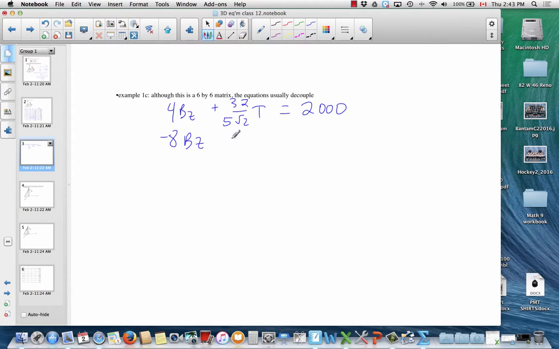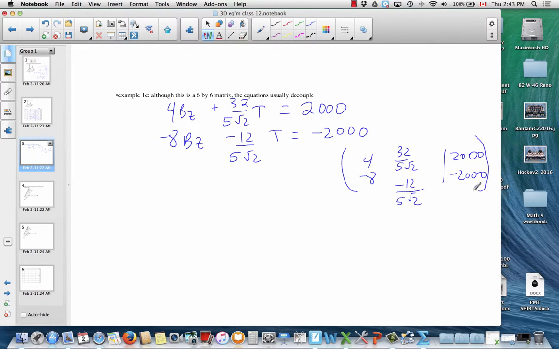And again, in the midterm, this would be as difficult as it would get. Right? So, as a matrix, this is 4, minus 8. And then these two numbers here, augmented, 2000, minus 2000. So you could solve this using your matrix techniques. You could solve this using Wolfram Alpha. There's lots of ways to go about doing it. This is easy enough just to do by elimination.